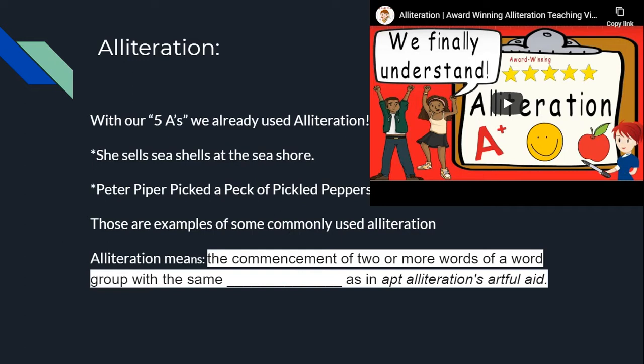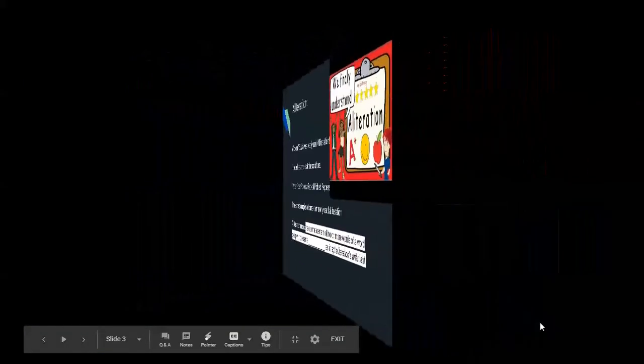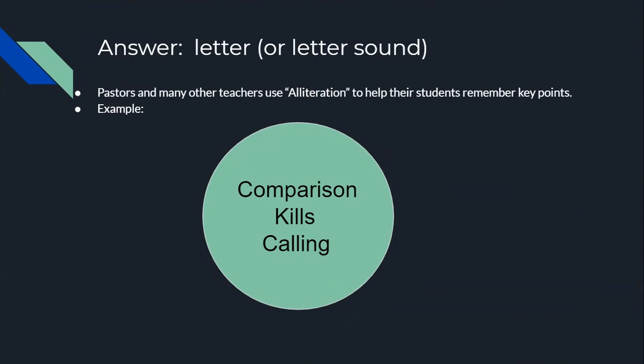Okay, and alliteration means what? The commencement of 2 or more words of a word group with the same what? The same. Think for a second. Now, answer. If you said letter or letter sound, you are correct.